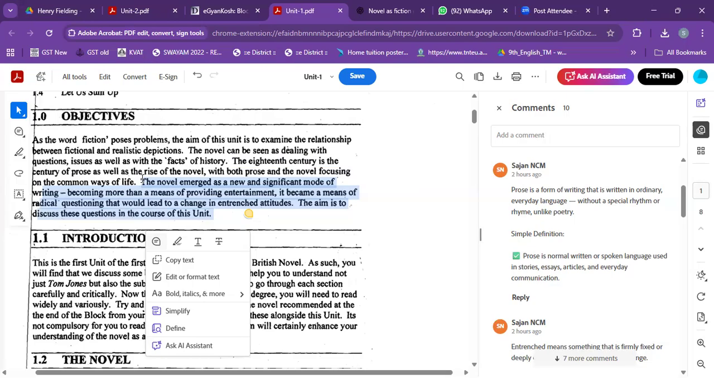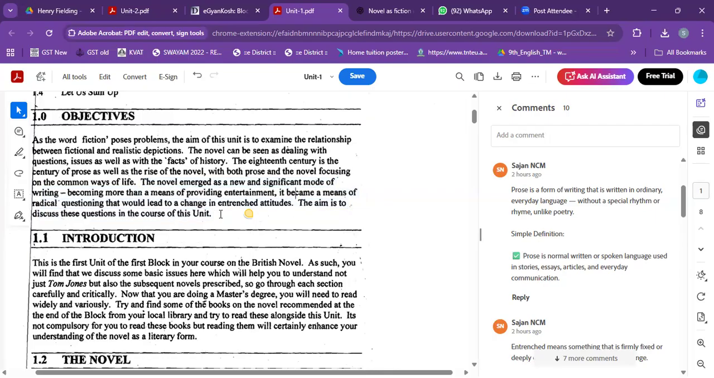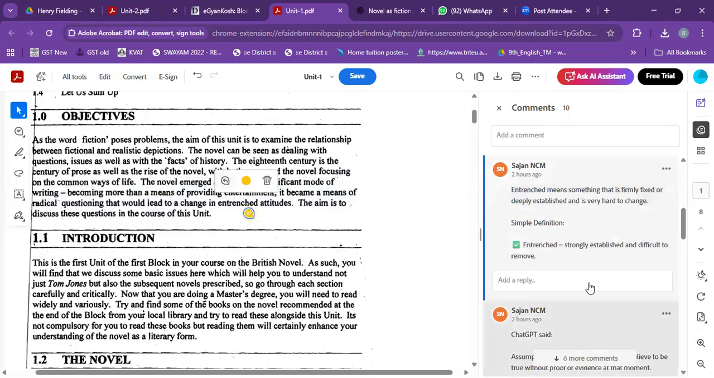See the sentence. It became a means of radical questioning that would lead to a change in the entrenched attitudes. So what is the novel becoming? It became a means of radical questioning, radical questioning that would lead to a change in entrenched attitudes. What do you mean by entrenched? Entrenched means something that is firmly fixed or deeply established and is very hard to change. So such attitudes started to change.